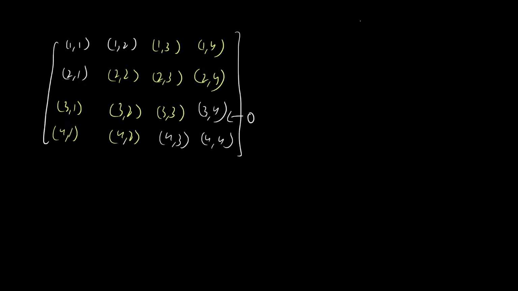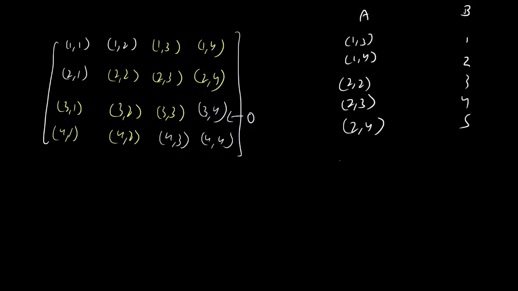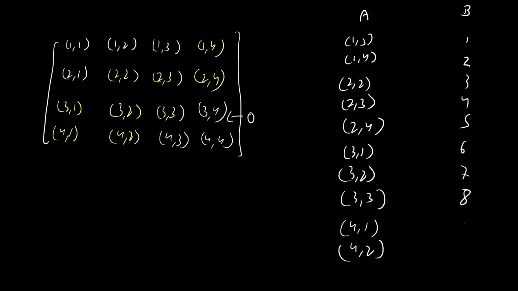Right, for A and B, 1 comma 3 and 1 comma 4 are the first two entries. Then 2 comma 2, 2 comma 3, 2 comma 4 are the third, fourth, and fifth entries respectively. 3 comma 1, 3 comma 2, 3 comma 3 are the 6th, 7th, and 8th entries, and lastly 4 comma 1 and 4 comma 2 are the 9th and 10th entries. The zeros are obviously ignored.